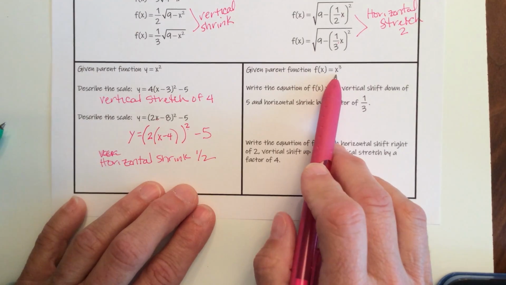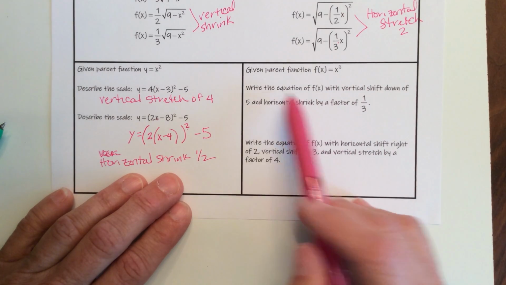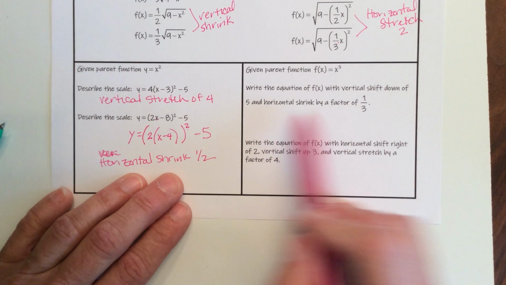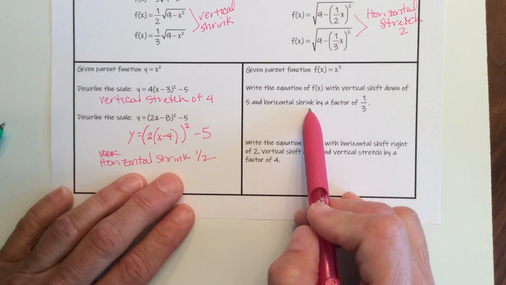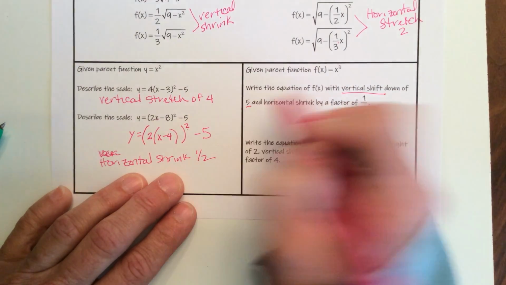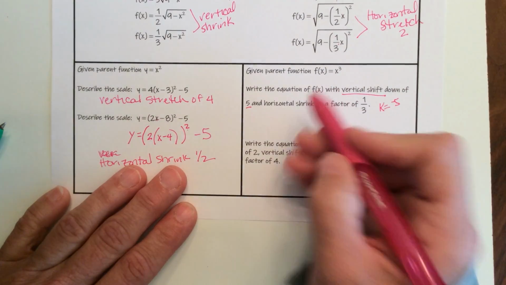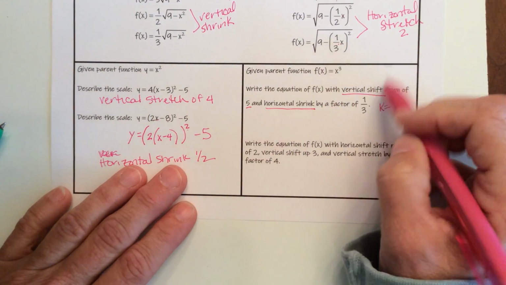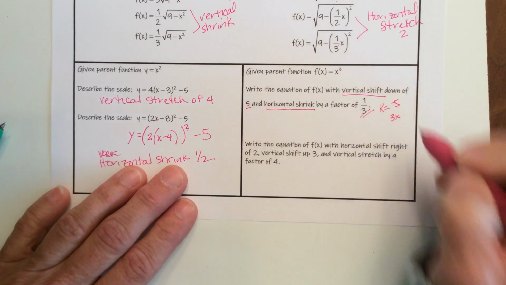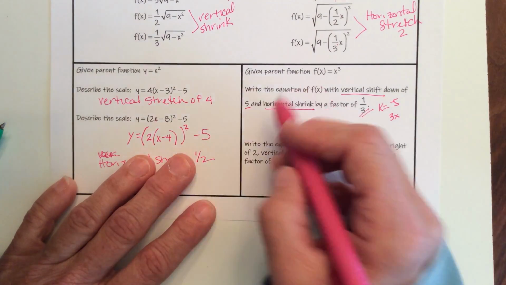Okay, let's do this one. Now it says, here's a parent function, f of x equals x to the third. And I want us to write the equation of f of x with a vertical shift down of 5 and a horizontal shrink by a factor of 1/3. Okay, so vertical shift, that's a k. So k will be a -5. A horizontal shrink by a factor of 1/3 means I have to have a 3x. Okay? So here we go.